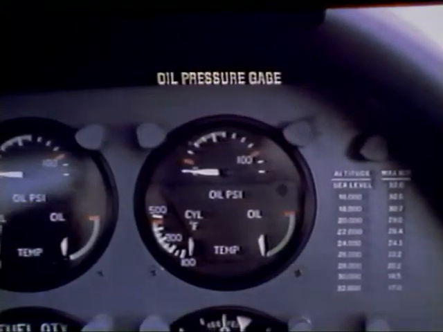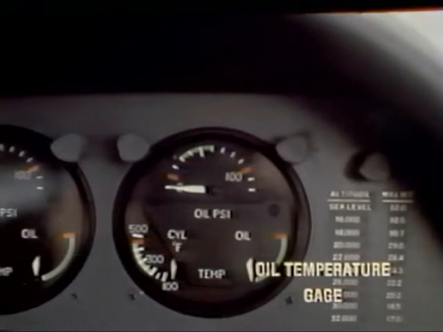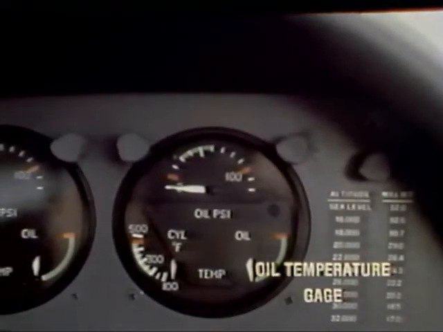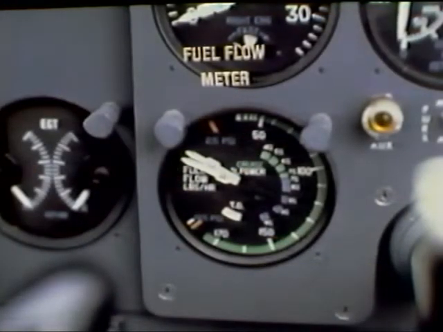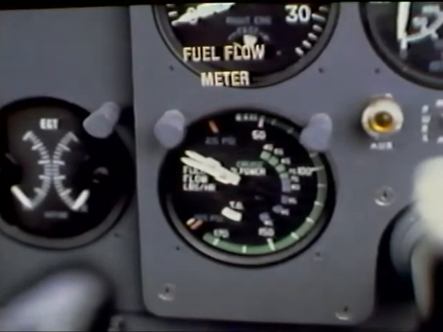The oil pressure gauge shows the oil pressure at the bearings. And the oil temperature gauge indicates the oil temperature as it enters the engine. The fuel flow meter is actually a pressure gauge that indicates the pressure across the fuel injector nozzles. Because these nozzles are of a fixed size, the pressure across them is directly related to the flow through them.